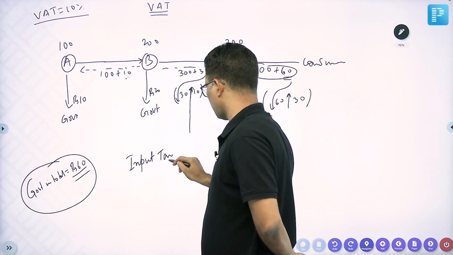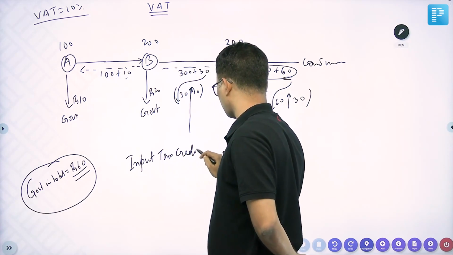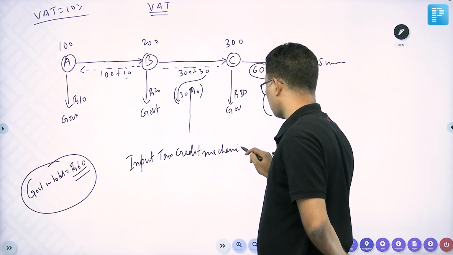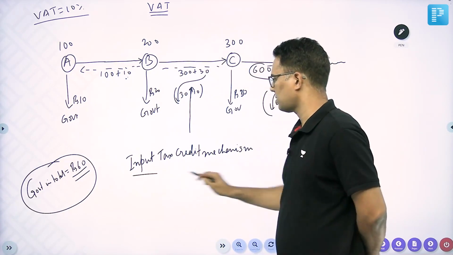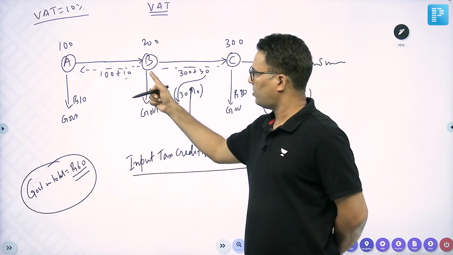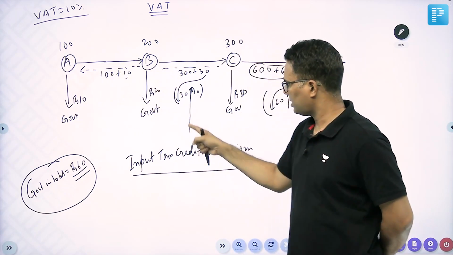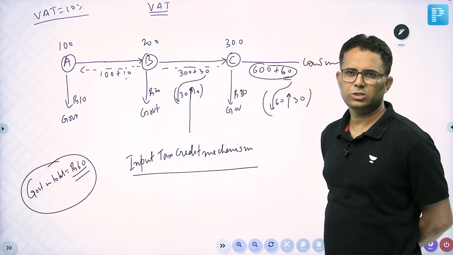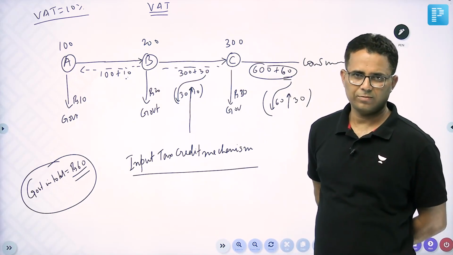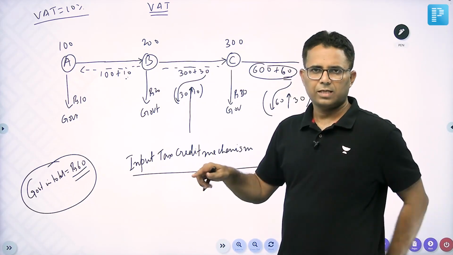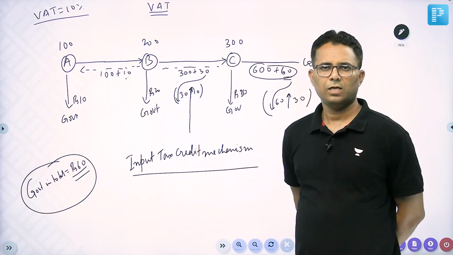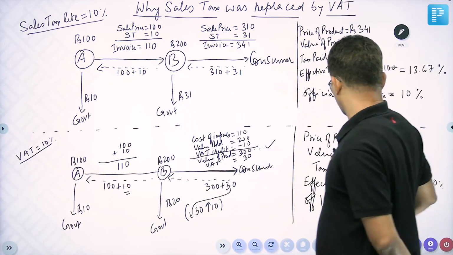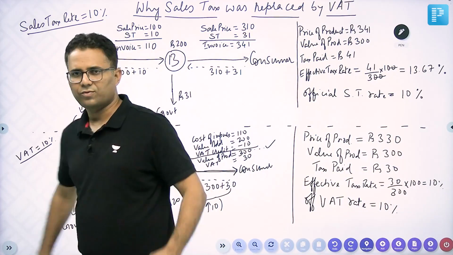Input tax credit. Taxes paid by B on the purchase of inputs is credited back to B by the government. This is called input tax credit mechanism, and because of that, cascading effect is eliminated. Effective tax rate is same as official sales tax rate. Effective tax rate is same as official VAT rate.